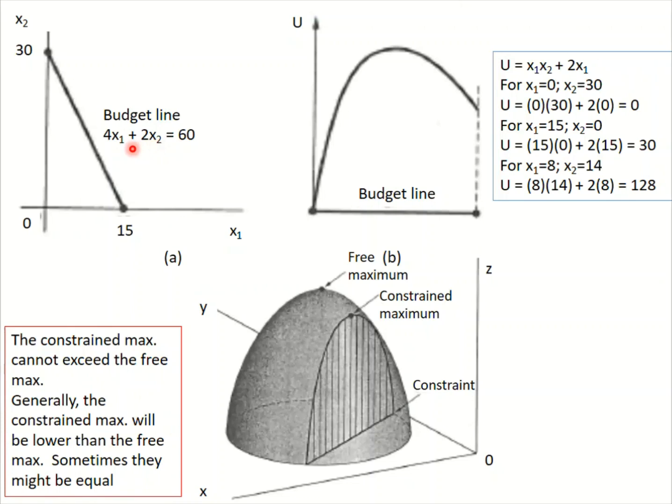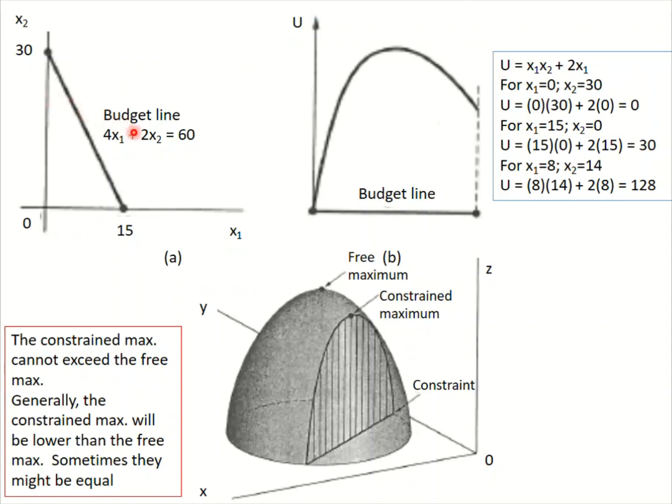For example, if we only wanted to consume X2, according to the price of these goods and our budget of 60, that would mean that we could only consume 30 units of X2 and 0 units of X1. Now, if we want to consume any units of X1, we would have to reduce our consumption of X2. So it's as we said on the previous slide: if we want to increase one variable, we have to reduce the other.